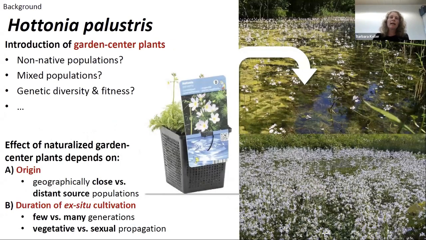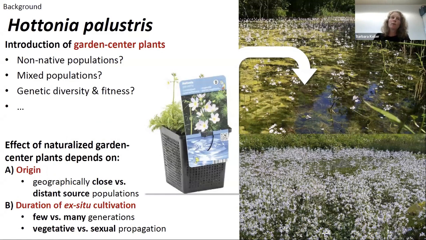In addition to that, Hottonia palustris produces super nice flowers. Everybody wants to have them in their garden pond, so you can actually buy them in garden centers. The question is now, how do these garden center plants affect the natural biodiversity in Switzerland and other countries? Do we have populations that are composed entirely of garden center plants? Do we have mixed populations with garden center plants and natural plants? What is the genetic diversity and the fitness of those populations?